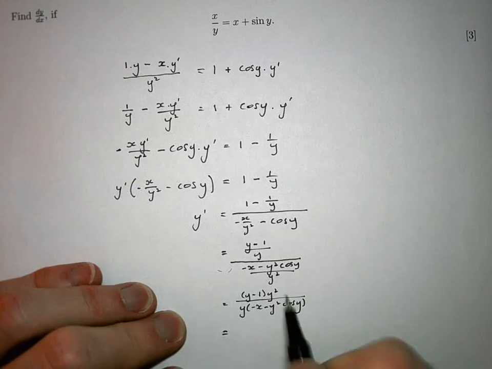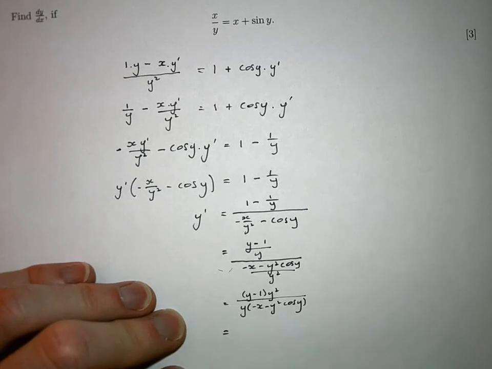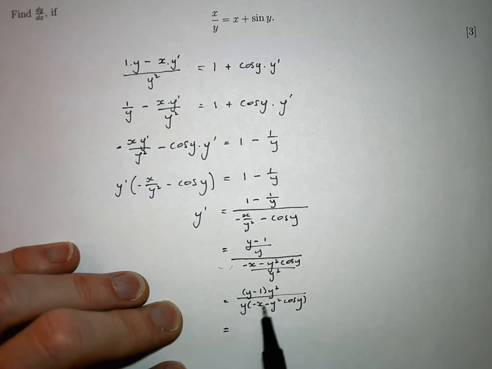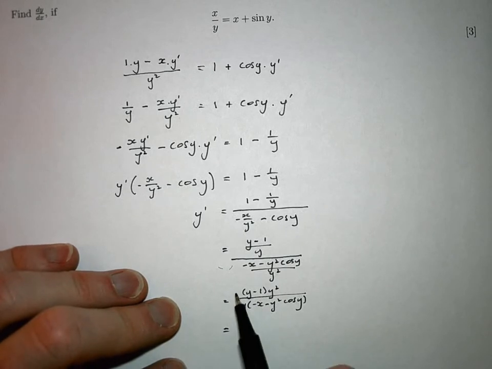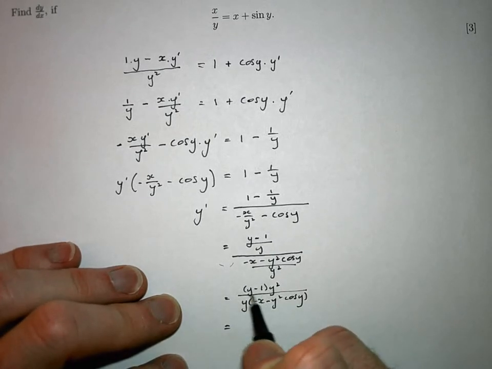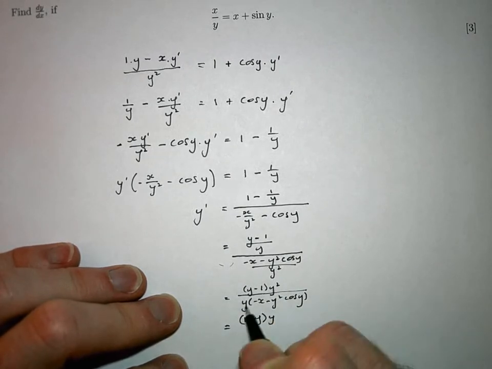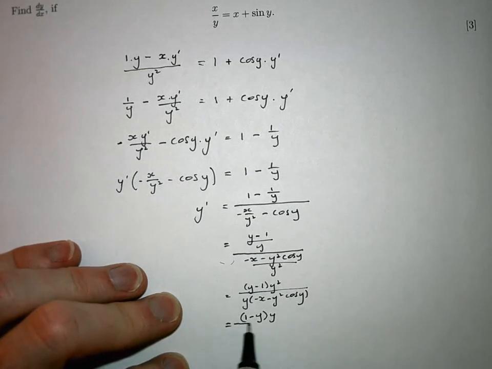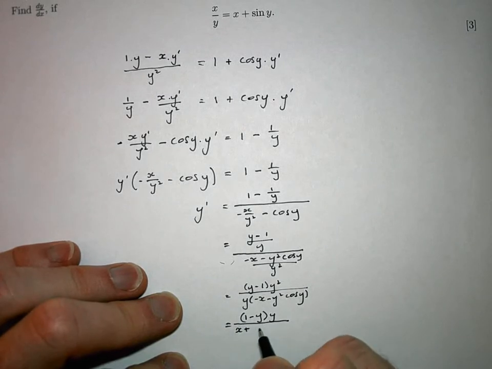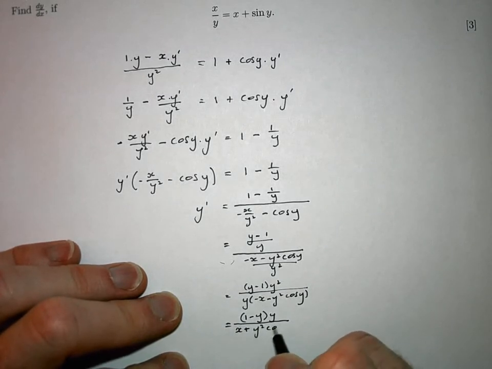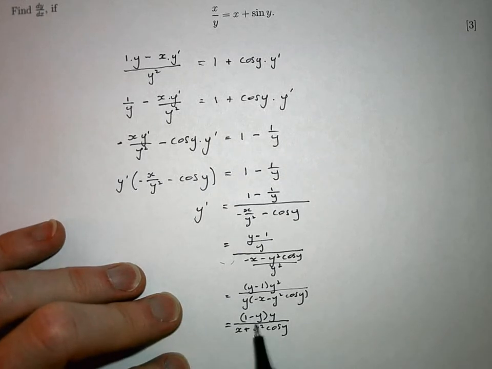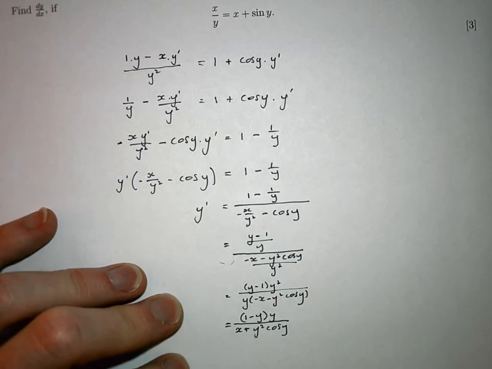And now, of course, we can cancel this y with one of those y's there. And what else I'm going to do is multiply through by minus 1 over minus 1 to get rid of these minuses in the bottom. So when I multiply y minus 1 by minus 1, I get 1 minus y. And we're going to be left with only one y there because we cancelled with that one there. This y disappears, and of course we multiply through by minus 1 over minus 1, so this becomes x plus y squared cos y. And that's just a slightly nicer way of writing it than this one over here.